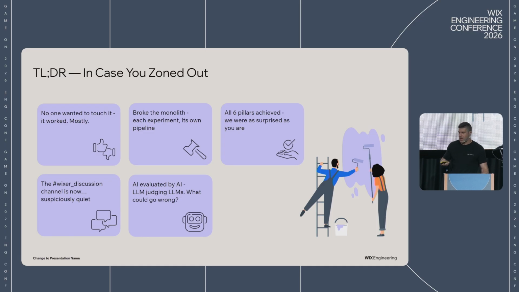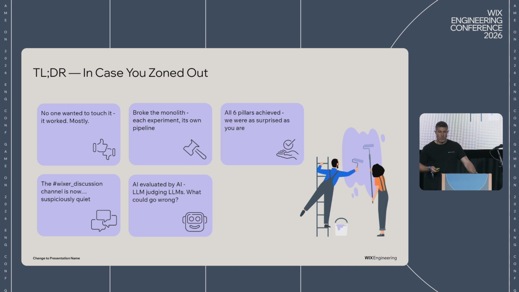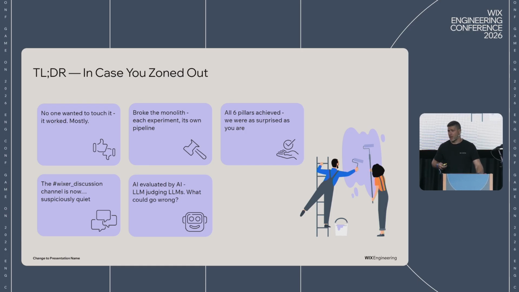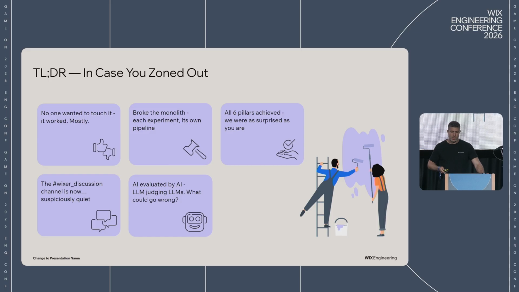So let's do a short recap for all of you that were a bit zoned out. We had a system that none of the developers wanted to touch, and it worked, but sometimes, not always. We broke the monolith, and now each experiment is running on an isolated pipeline, but on the same generic code. We covered all 6 pillars that we set for ourselves, and we're very happy about that. Another thing we're pretty satisfied with is that the Wixer discussion channel is now much more quiet, and it makes us available for other challenging projects. Also, we now evaluate AI with AI by using LLM as a judge.